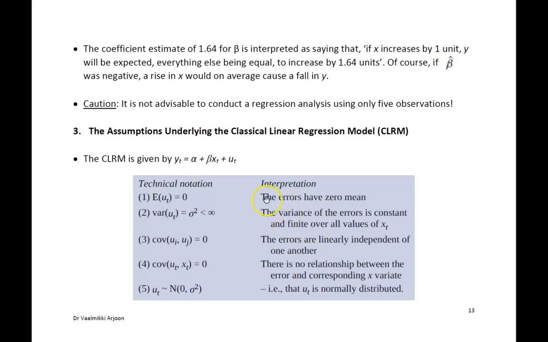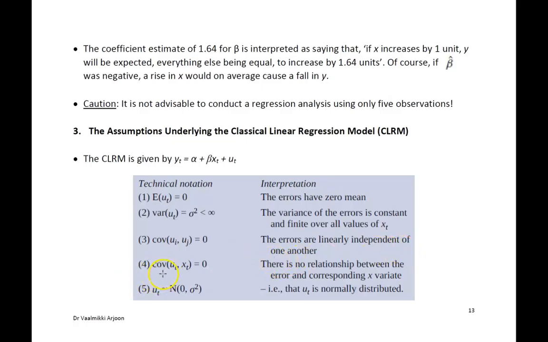Okay, the assumptions are that the expected value of the error term is equal to 0, meaning the error term has a 0 mean, right, and a constant variance, right? The variance of the errors is constant and finite over all values of x. Okay, and that the covariance will be equal to 0. The covariance of the error term i and the error term j, for our error term at time i, the error term at point j is going to be equal to 0. So the errors are linearly independent of one another.